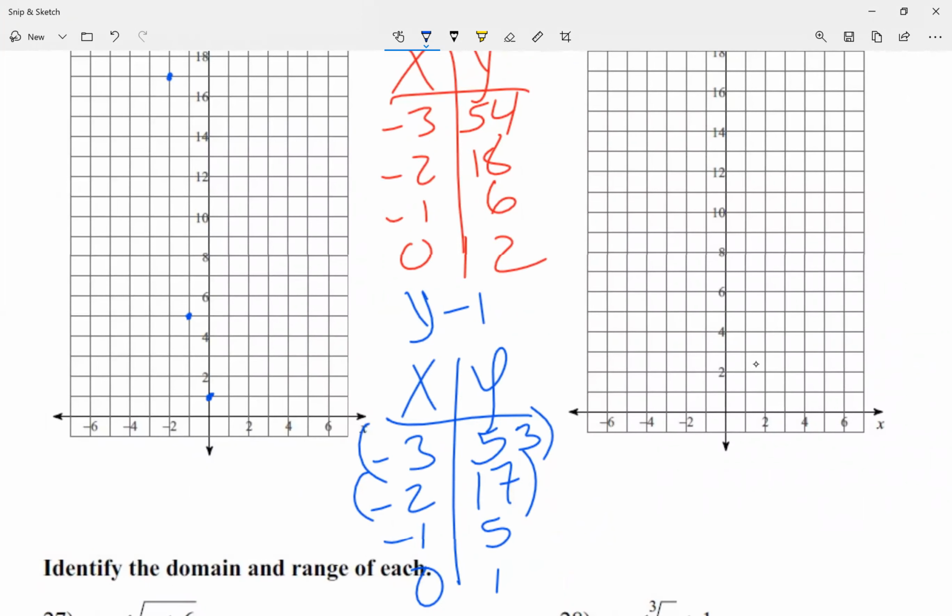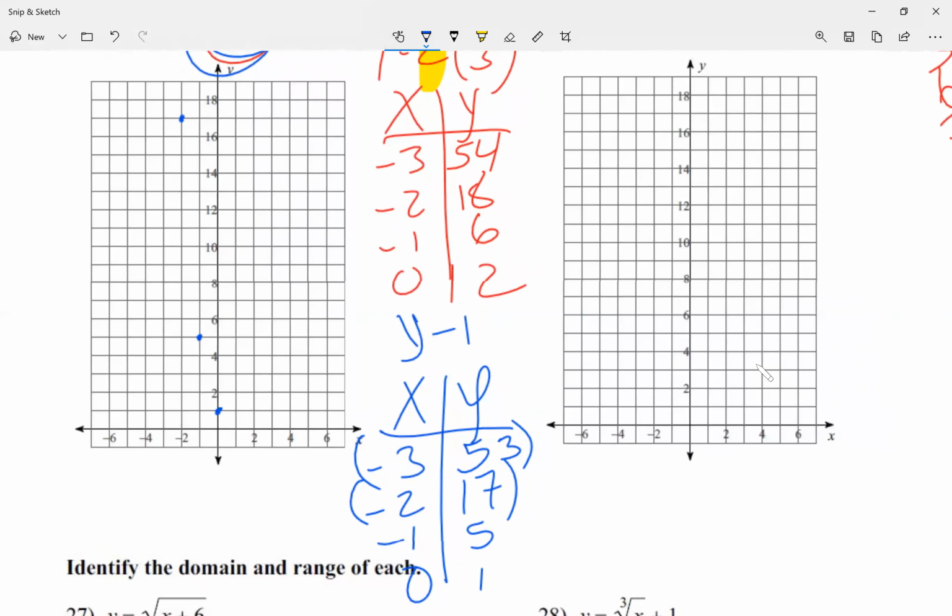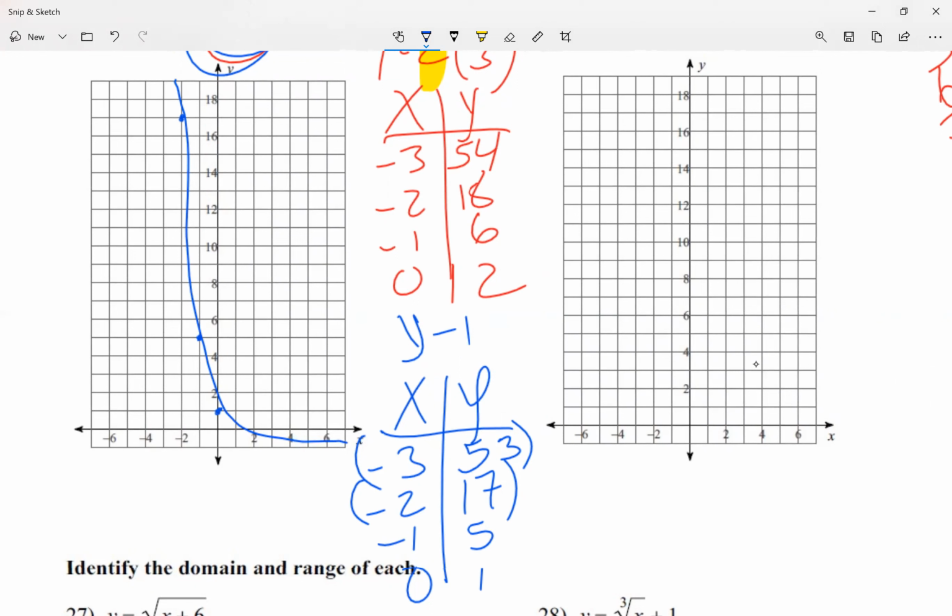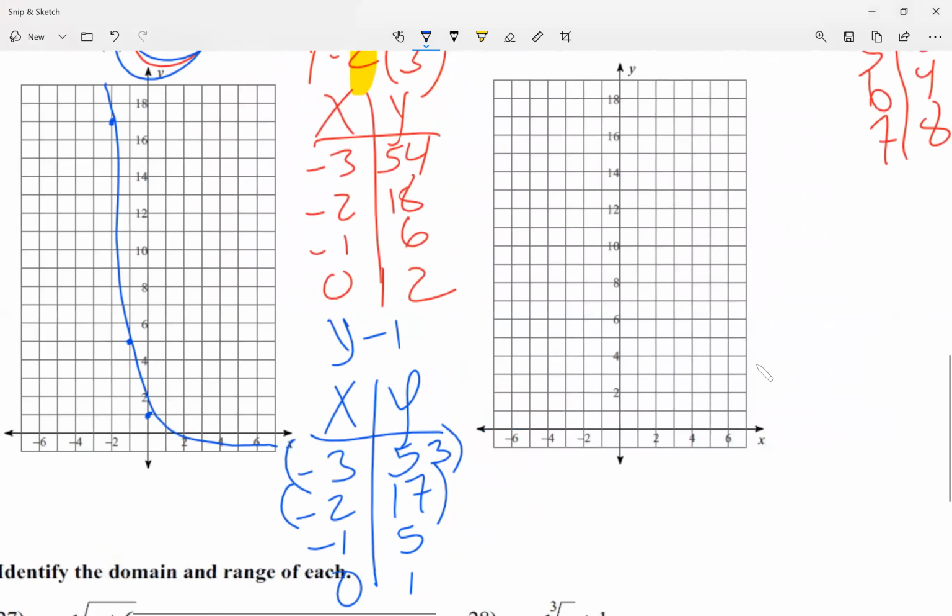Okay. Now this graph is not going to be approaching 0. This graph is going to be approaching -1. Remember how we subtracted 1 on the y? So it's not going to approach 0. It's going to approach -1. All right, so my graph should look like that. Notice how my graph is not approaching the x-axis, not approaching 0. It is approaching -1. All right, let's take a look at our next example.